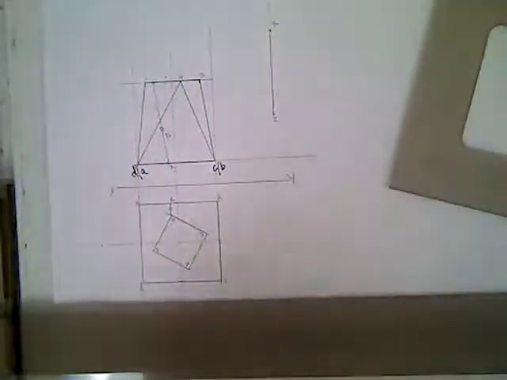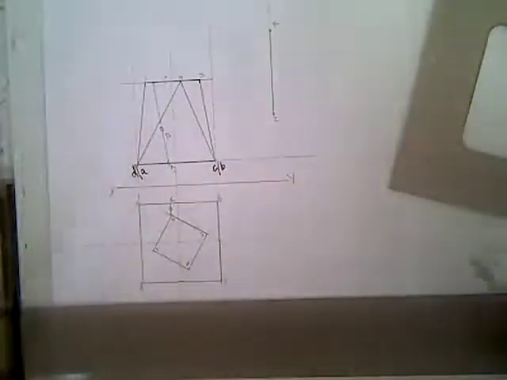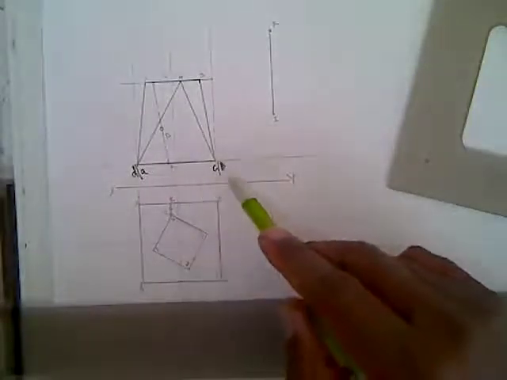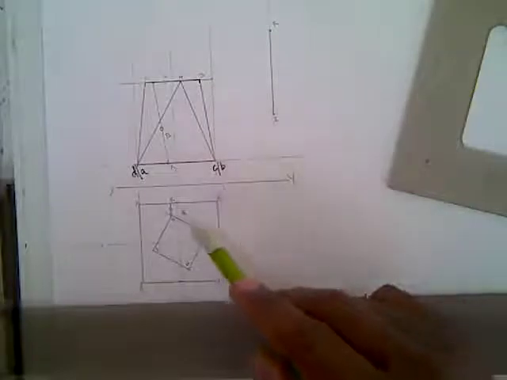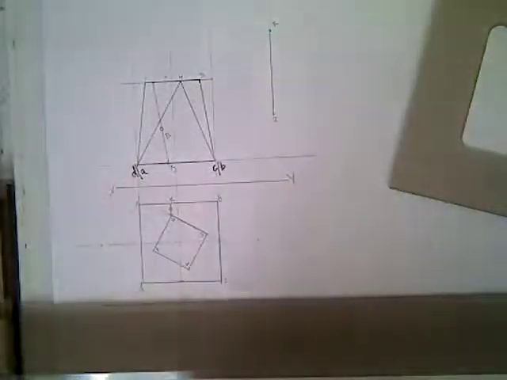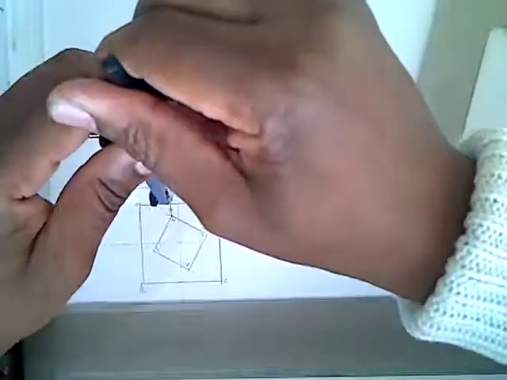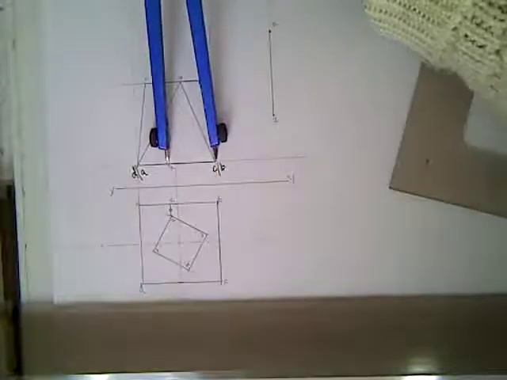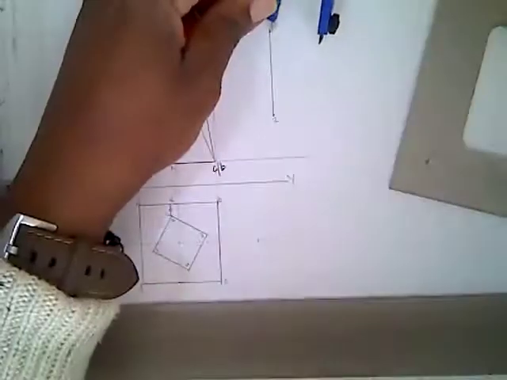Now, let's continue. We are going to move from K to B. K to B is parallel to the ground line, which means K to B is the true length. Now, let's take the true length from K to B. There it is, K to B, because it is parallel on one side to the ground line.